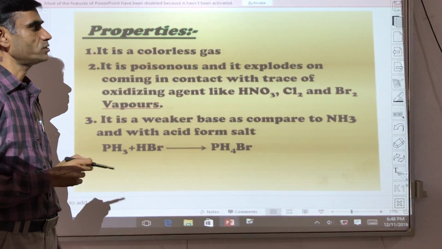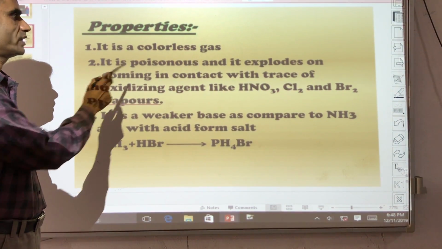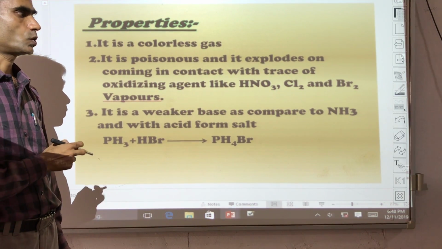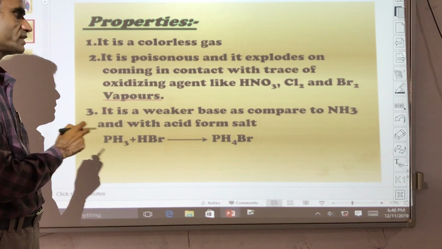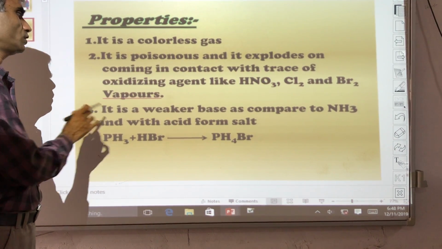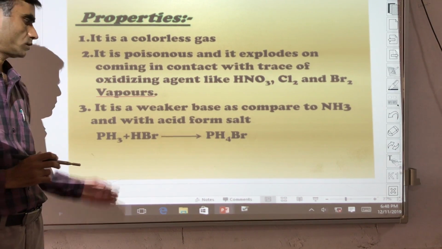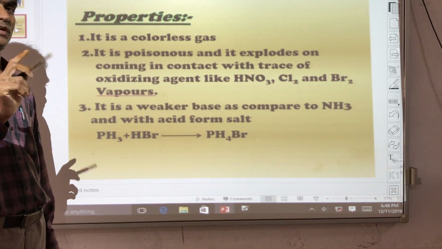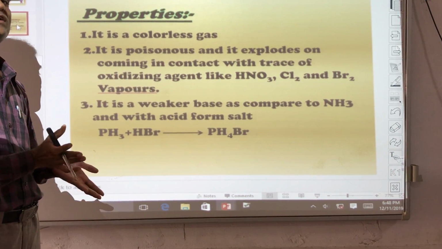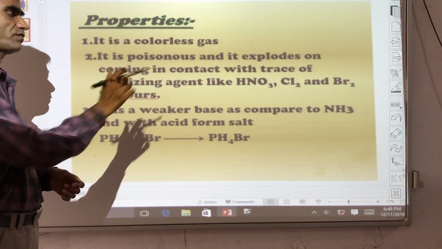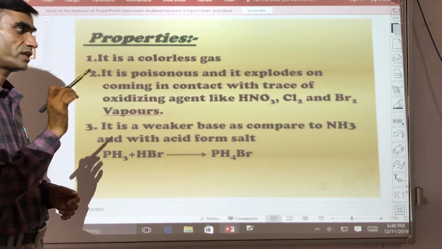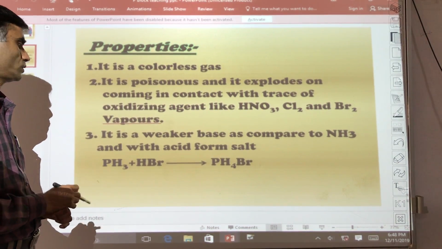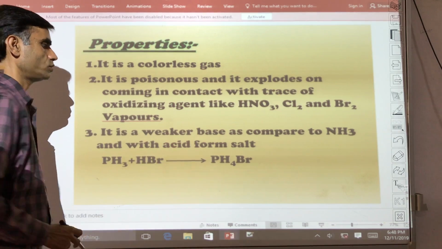What are the different properties of phosphine? It is a colorless gas, it is poisonous, and it explodes on coming in contact with traces of oxidizing agents like nitric acid, chlorine, bromine. It is a weaker base as compared to ammonia, and with acid it forms salt. It may be asked in the reasoning list. What is the reason? Because in case of PH3, we have a lone pair of electrons over phosphorus and its density gets dispersed, so it is not easily available. Whereas in case of ammonia, it is easily available for donation. So ammonia is more basic as compared to PH3, or we can say PH3 is a weaker base as compared to NH3. Of course, being a base, it reacts with acid to give you salt.